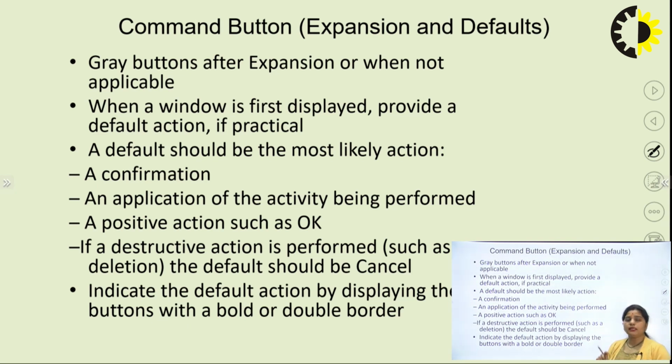When a window is first displayed, it provides a default action if practical, and the default should be the most likely action, just like confirmation or application of the activity, the positive action, just like OK, or if a destructive action is performed, the default should be Cancel. The next one is to indicate the default action by displaying the button with a bold or double border. If some actions are performed by default, then that must be in the form of a bold or double border.